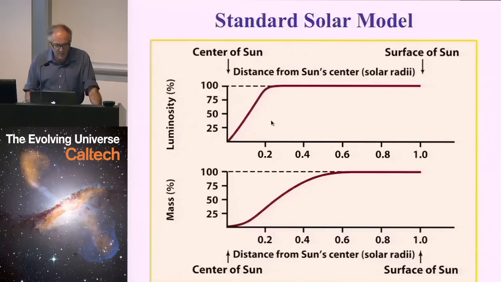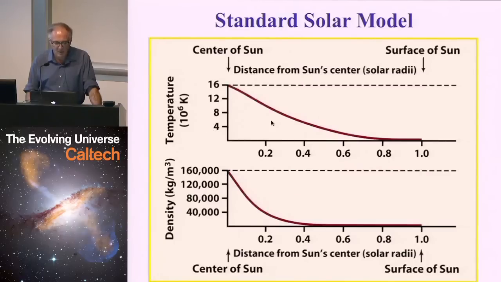So that's the basic ideas behind stellar structure. How about another plot? This is density and temperature as a function of radius. And now temperature goes down from 16 million Kelvin to essentially zero at the photosphere, and the density is 160 grams per cubic centimeter. Again, it goes to something very light on the surface.